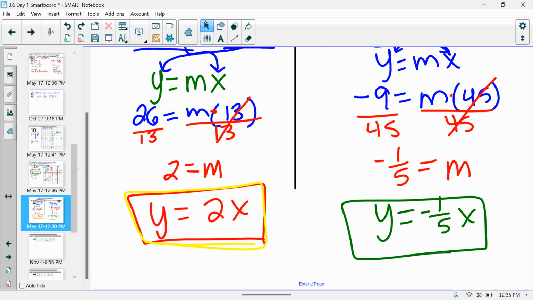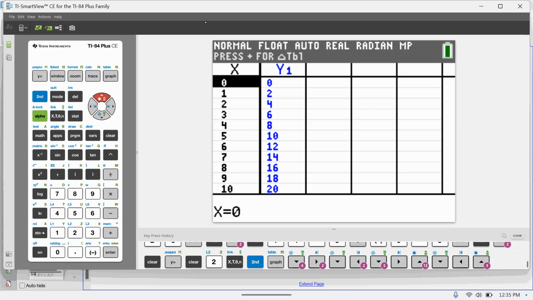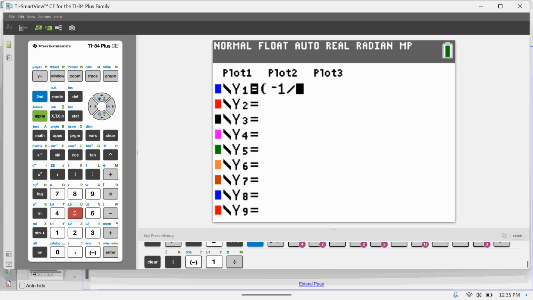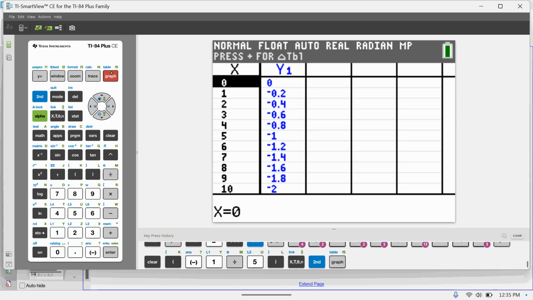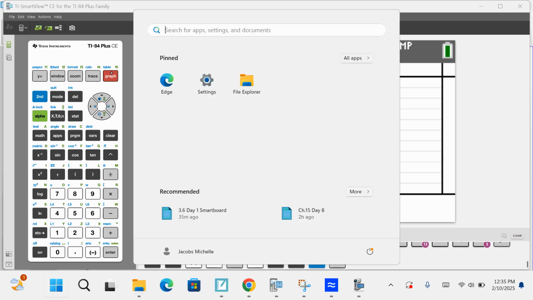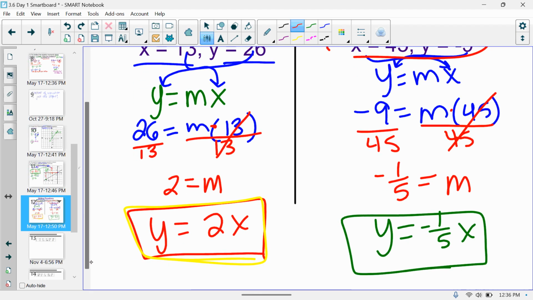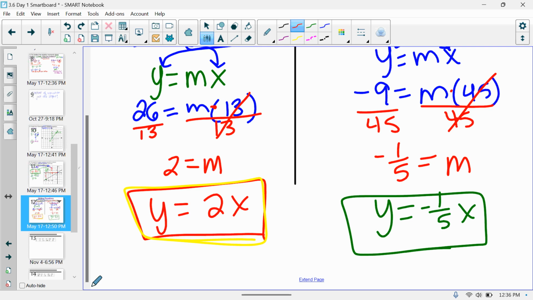Just like I showed you on the last one, guys, we could, if we wanted to, I would do this if it were a quiz. I would go in and type -1/5 x and go look at my table and scroll down and see if the table has in it the point that it gave us. 45, -9. When x is 45, y has to be -9. Yeah, you'll have to scroll down a little ways to get there, but to me, that'd be worth the time if it were a quiz to check my work and make sure I got this right, okay? Any questions on that type of a problem at all?